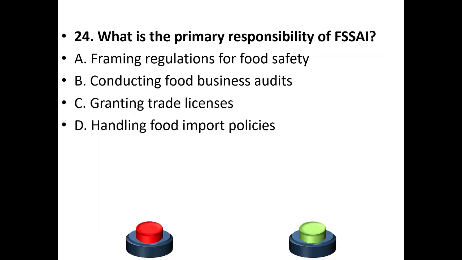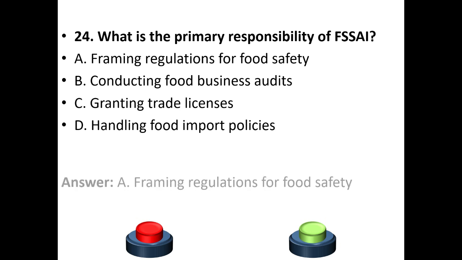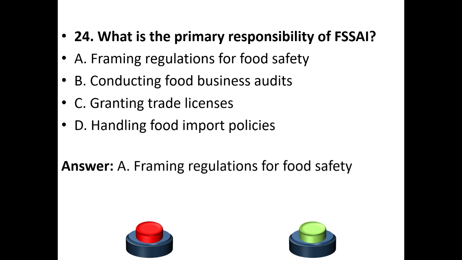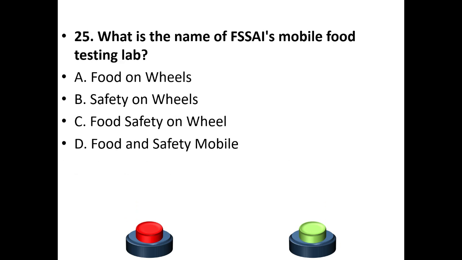24. What is the primary responsibility of FSSAI? Framing regulations for food safety, conducting food business audits, granting trade licenses, handling food import policies. Your answer is A. Framing regulations for food safety. 25. What is the name of FSSAI's mobile food testing lab? Food on Wheels, Safety on Wheels, Food Safety on Wheel, Food and Safety Mobile. Your answer is C. Food Safety on Wheel.